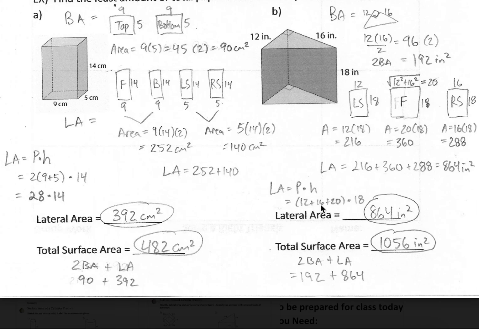Let's do that one more time over here on the triangular prism. To find the perimeter of our triangle, we did still have to use the Pythagorean theorem to find that hypotenuse, because we got to know all three sides to find the perimeter. So 12 plus 16 plus 20 is the perimeter. Multiply it by the height of your prism, 18. So 12 plus 16 plus 20, that should be 48 times 18, should be equal to 864. So much less work, much faster to do it that way.